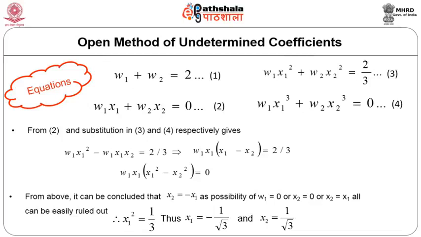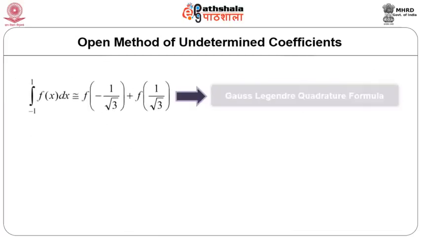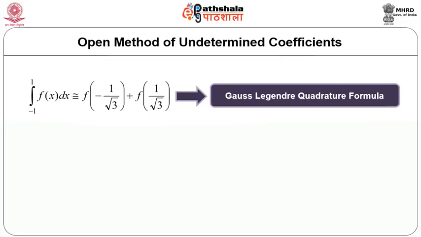W1, W2 is 1. So, x1 square plus x2 square is 2 by 3. x2 square is the same as x1 square. So, 2 x1 square is 2 by 3, giving us x1 square is 1 by 3. So, x1 is minus 1 by root 3, and x2 becomes 1 by root 3. So, we have derived the formula: the integral from minus 1 to 1 of f(x) dx can be approximated by the formula with W1 and W2 being 1, simply the sum of function values at the 2 points, minus 1 by root 3 and 1 by root 3. It is simply f of minus 1 by root 3 plus f of 1 by root 3.